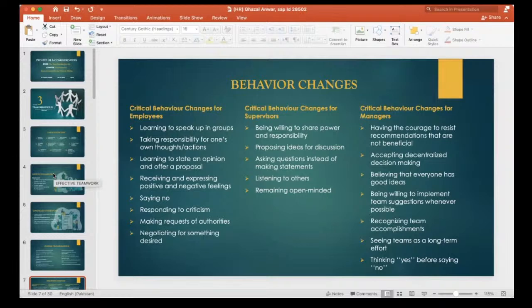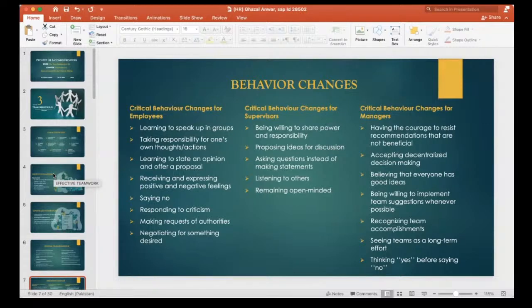Learning to state an opinion and offer a proposal, receiving and expressing positive and negative feelings, saying no. He should have the ability to say no. Suppose the upper management, the boss, is doing something wrong, he should say no. Responding to criticism, making requests to authorities, negotiating for something desired. These are a few of the list.